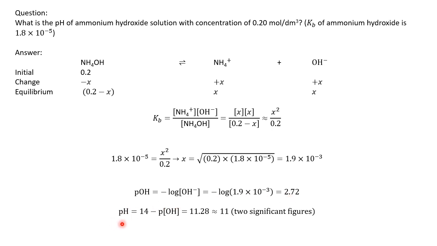We can calculate the pH of the solution as 14 minus pOH here, which is equal to 11.28, and we can approximate it as 11 to achieve two significant figures. And that is the answer to this question.